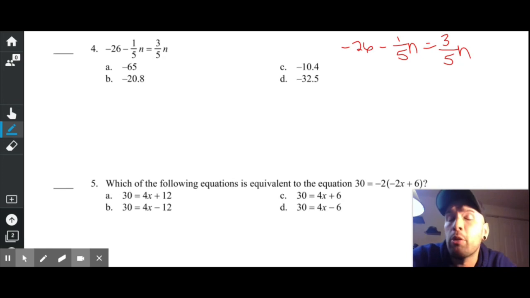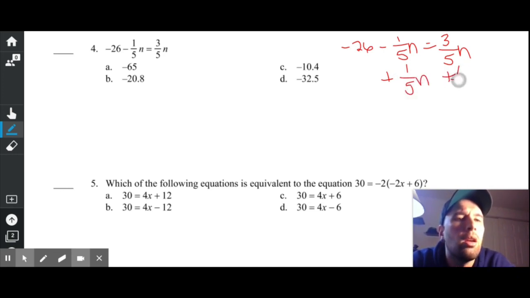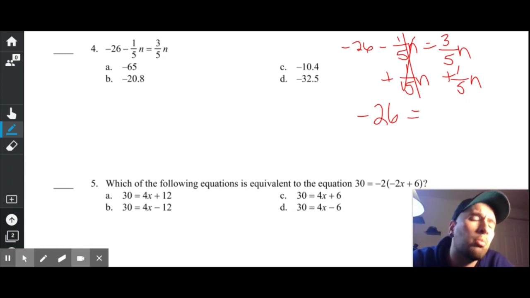If I have variables on both sides of the equal sign, I always try to get rid of the smallest one. The smallest one is negative 1/5. So the way I get rid of a negative 1/5 n is I add 1/5 n to both sides. That crosses out. Negative 26 is going to equal 3/5 plus 1/5, which is 4/5 n.